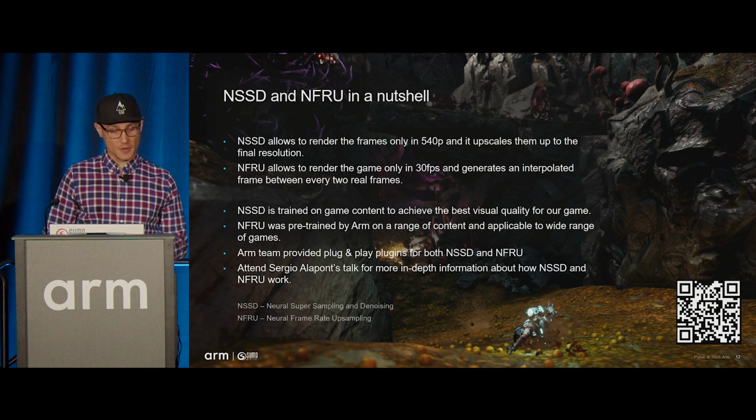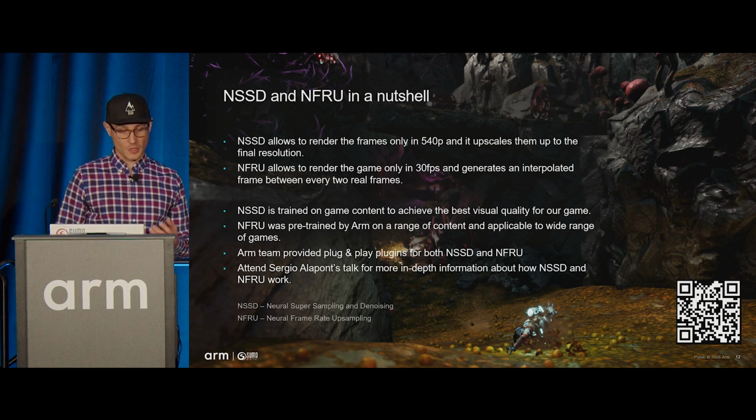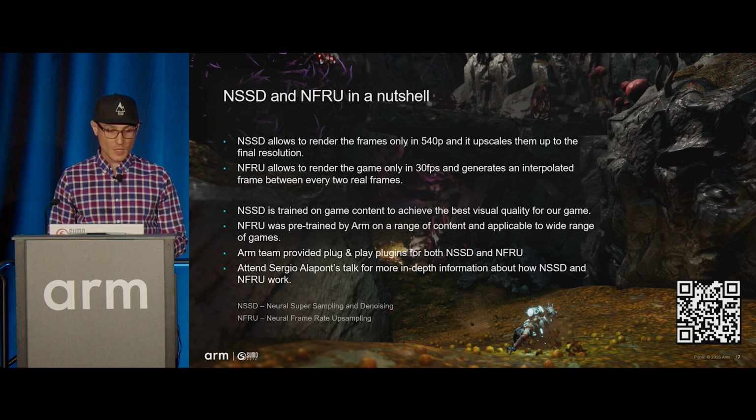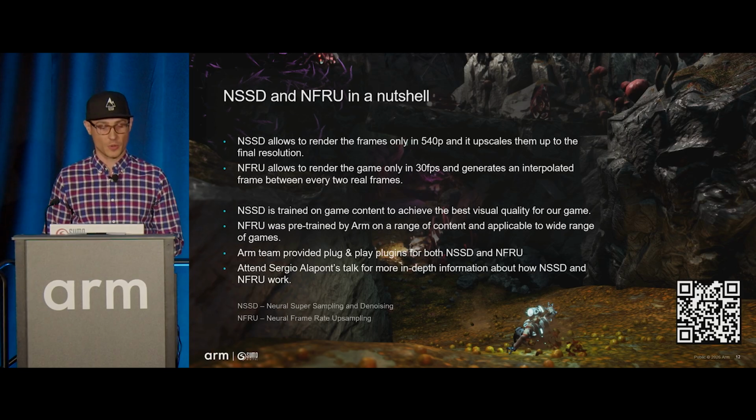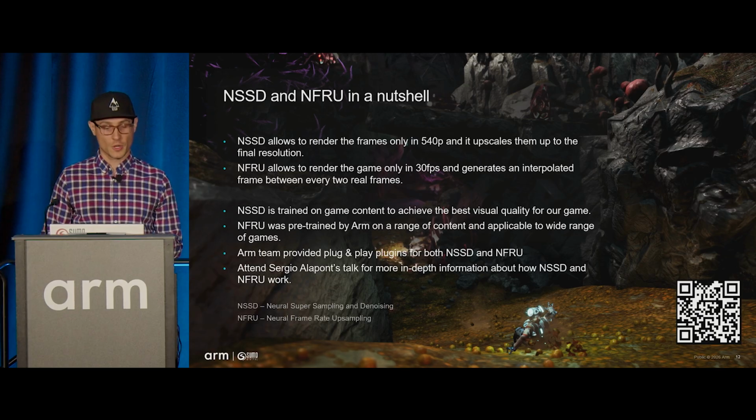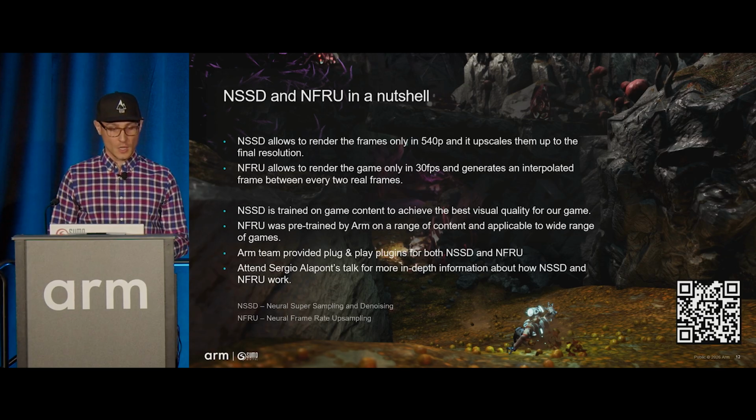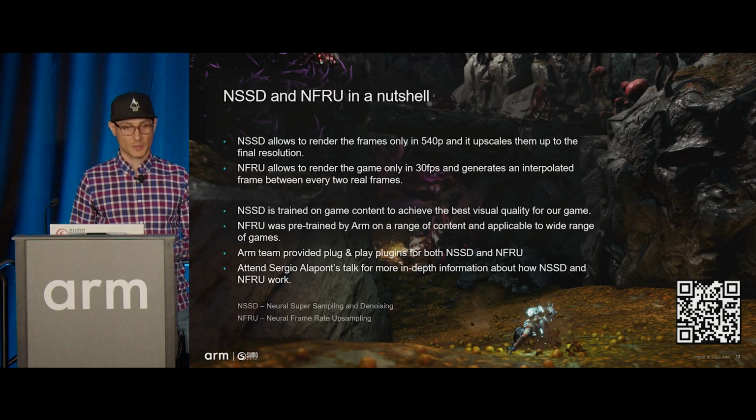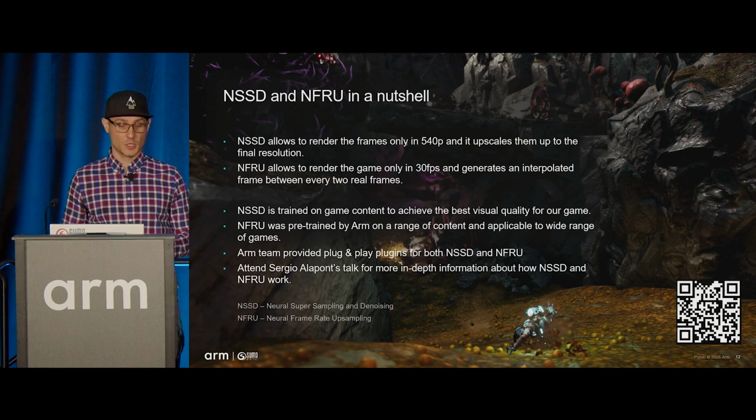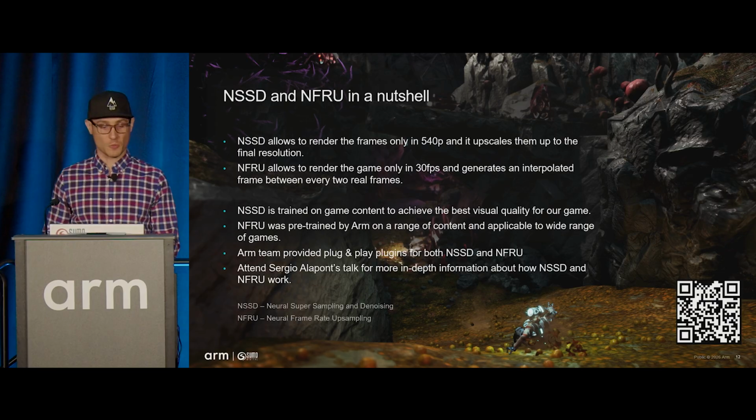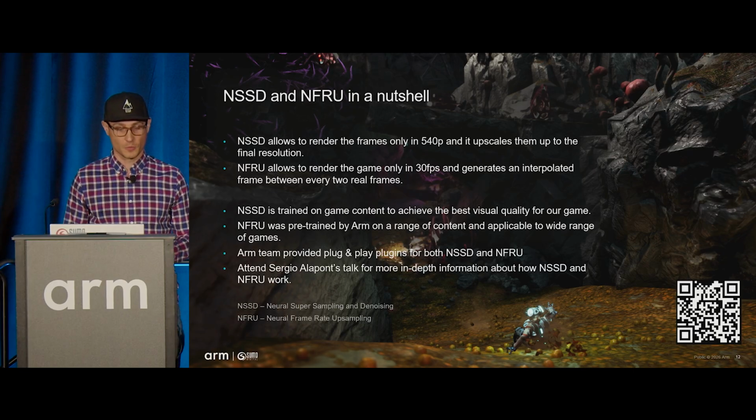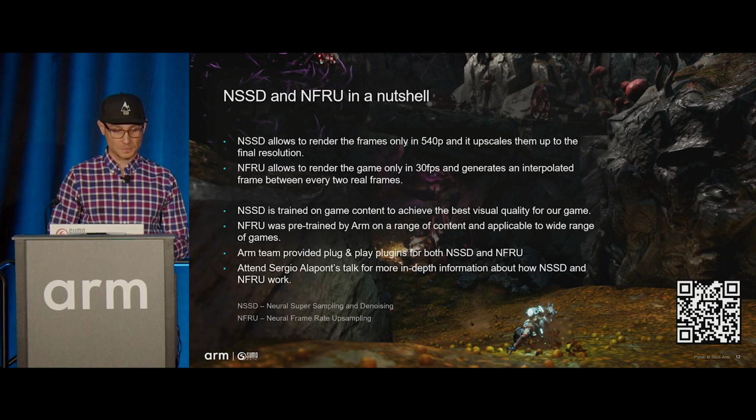And the second plugin, NFRU, which stands for Neural Frame Rate Upsampling, allows us to render the game only in 30 FPS and then generates an interpolated frame between every two real frames. As both plugins are part of the neurographics family, they need to be trained on the game content, and while NSSD is trained on the game content of the particular game, NFRU was pre-trained on a range of games, so it's applicable to a wide range of new games.